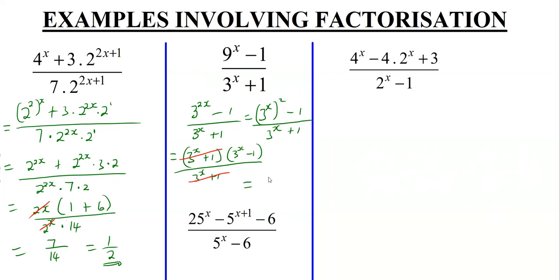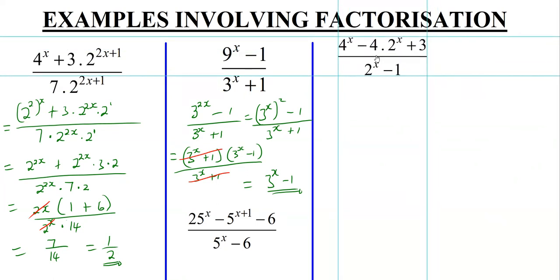Then your answer should be 3 to the power of x minus 1. That's your final answer. Okay. Now, before this one, I'm just going to give you a hint, but let's start with this one so that you can understand what's going on here. Now, remember, you are also going to do factorization in your inequality, in your exponents.